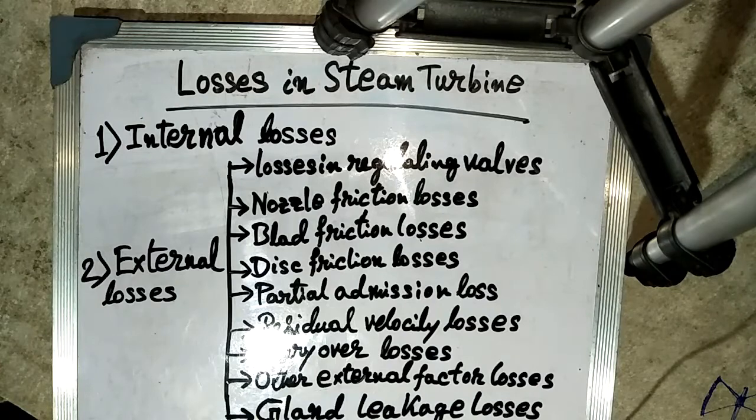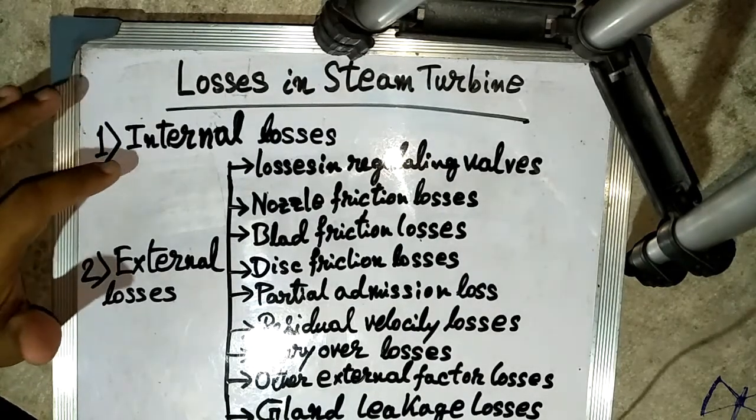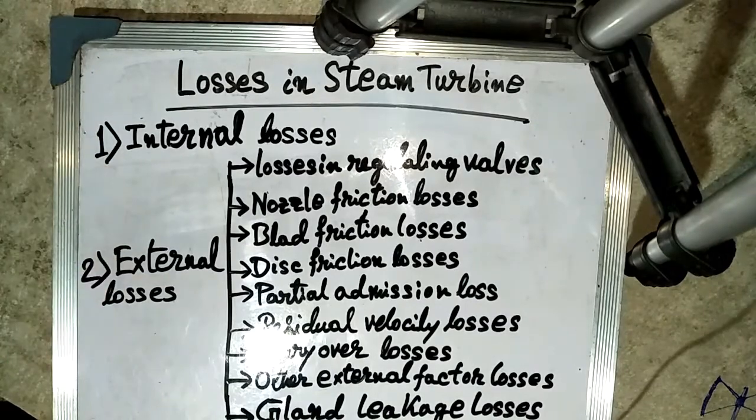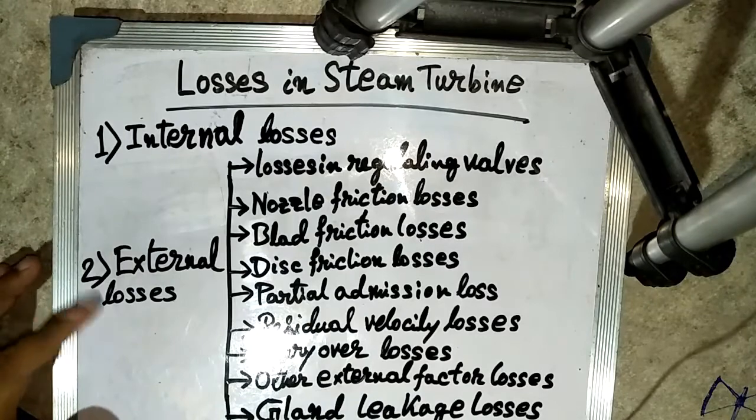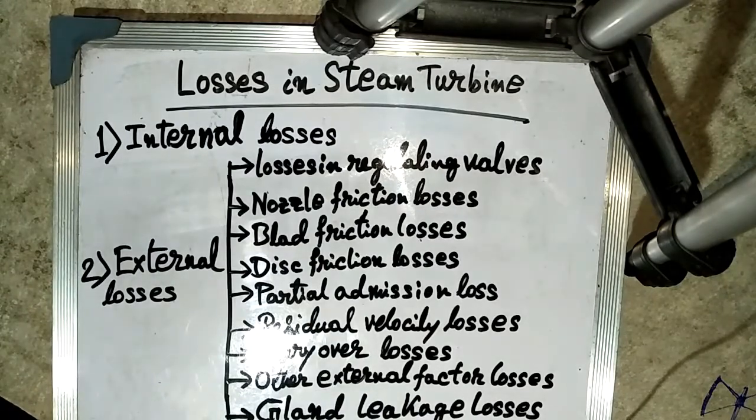These can be divided broadly into two groups. The first one is the internal losses, which are connected with the flow of steam, and the second one is the external losses. External losses may further be divided into certain groups. The first one is the losses in regulating valve.